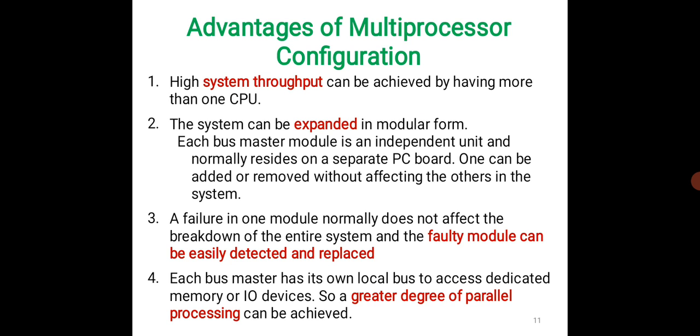The third advantage is that a failure in any one of the modules will not cause the breakdown of the entire system, and the faulty module can be easily detected and replaced. Each bus master has its own local bus to access dedicated memory or IO devices. So a greater degree of parallel processing can be achieved through the multiprocessor configuration.